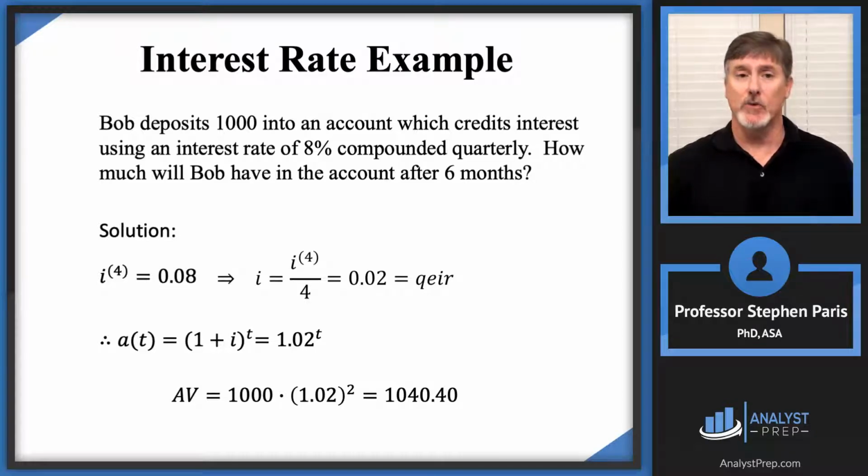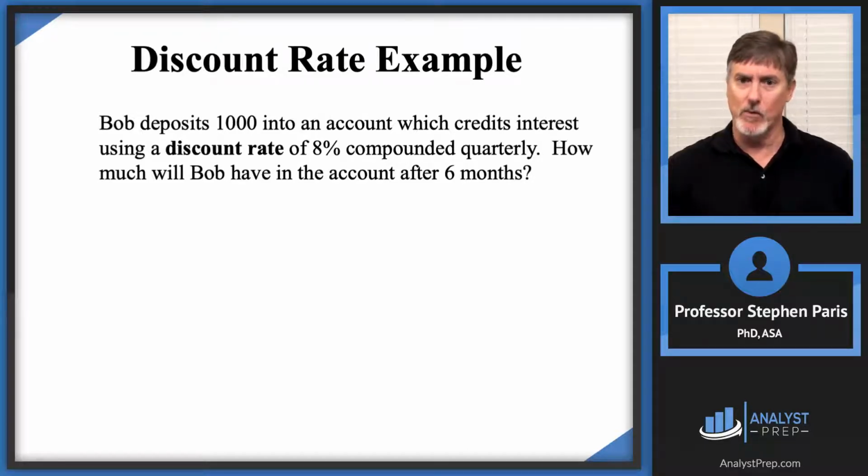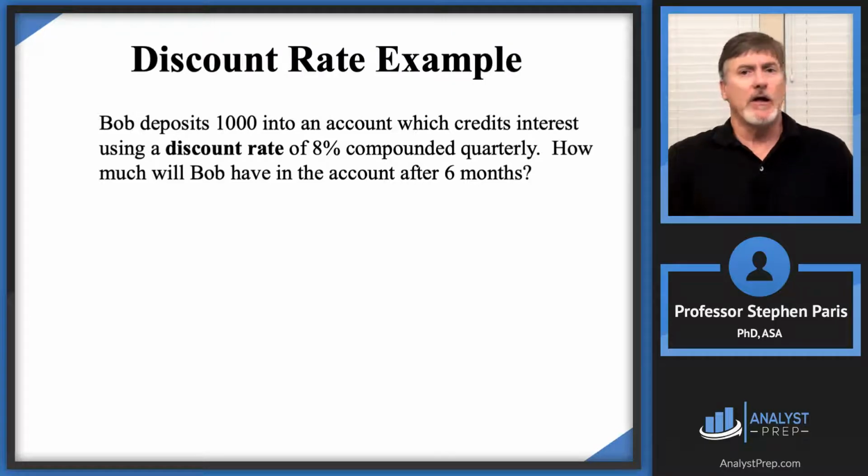Okay, so now let's tweak it a little bit. Look at the second line there. It says using an interest rate of 8% compounded quarterly. Now we're going to do a discount rate example. Basically the same problem. The second line says using a discount rate of 8% compounded quarterly. So that's the key word, the discount rate. So now, you probably know what the notation is without me telling you.